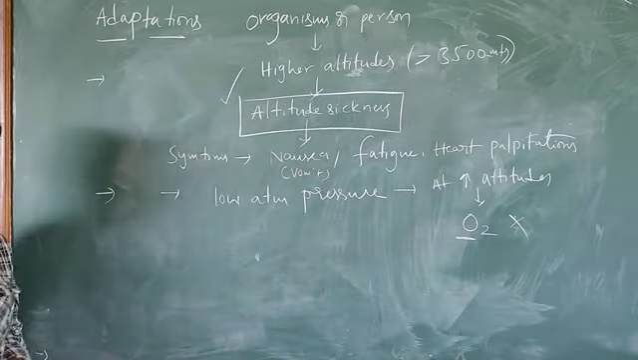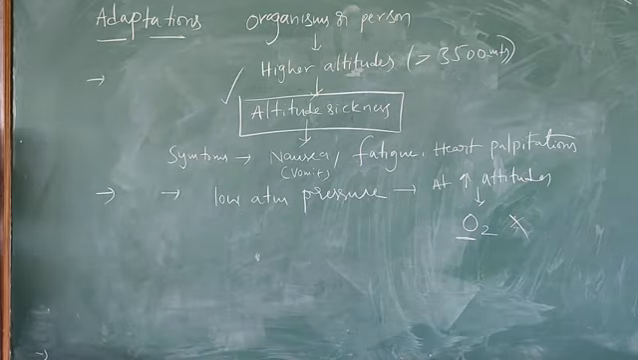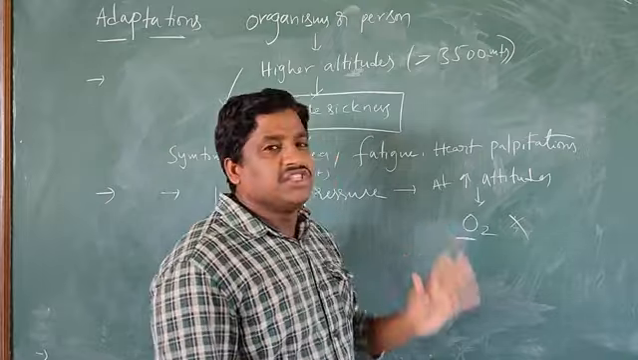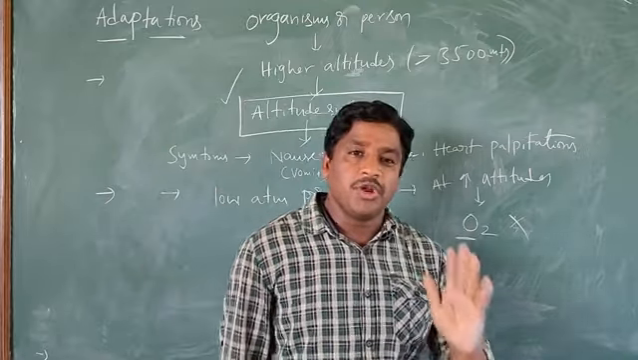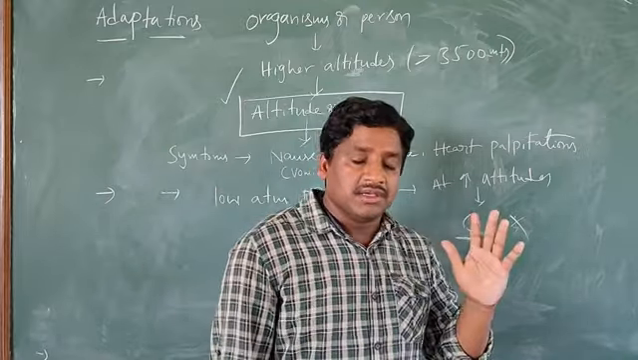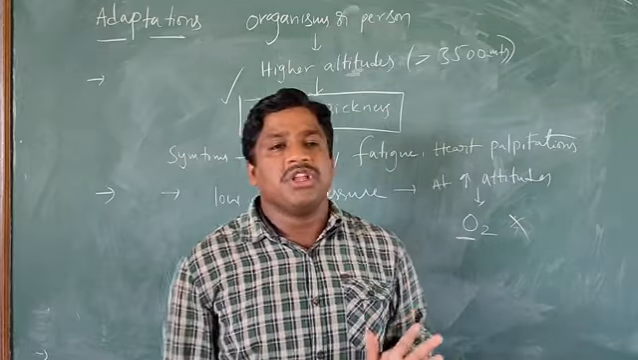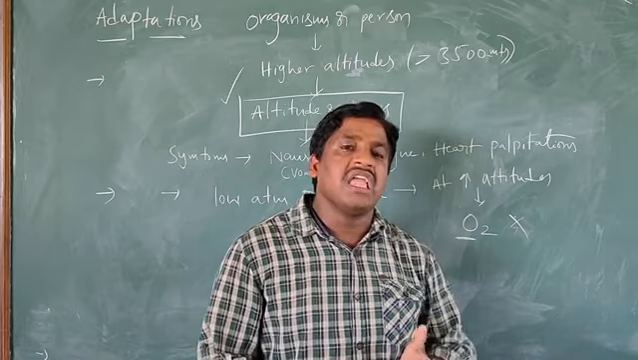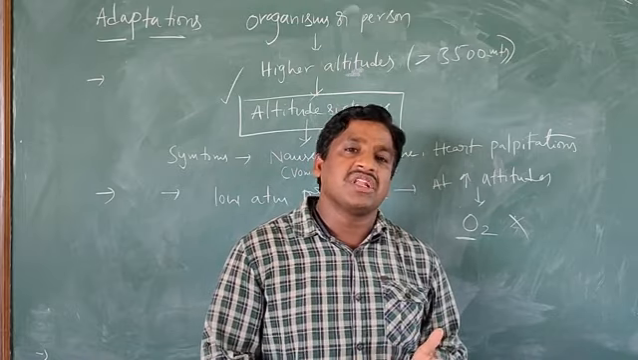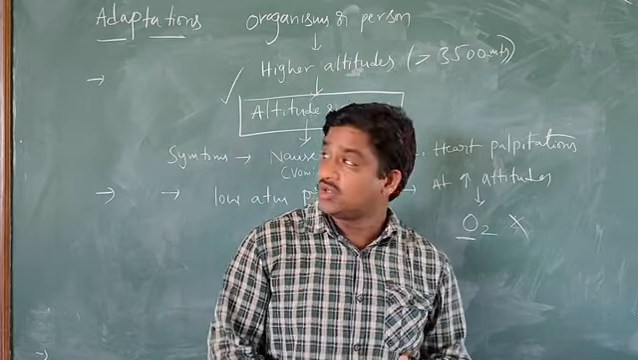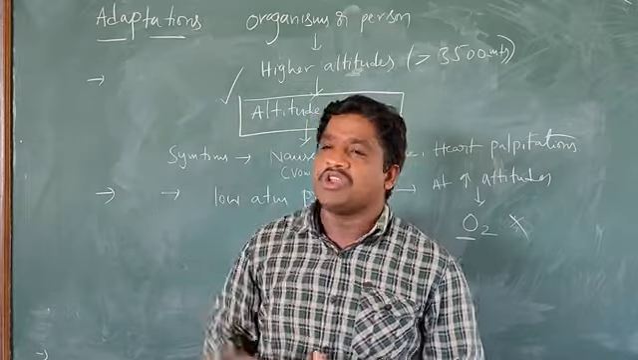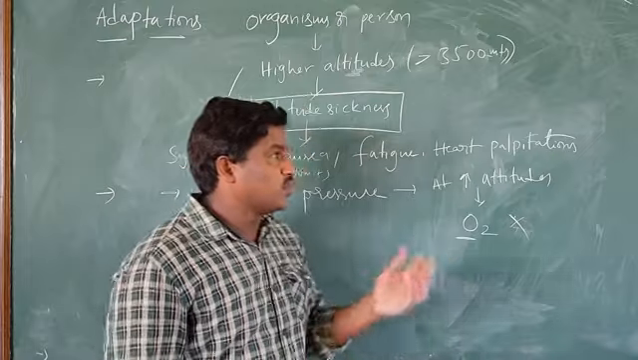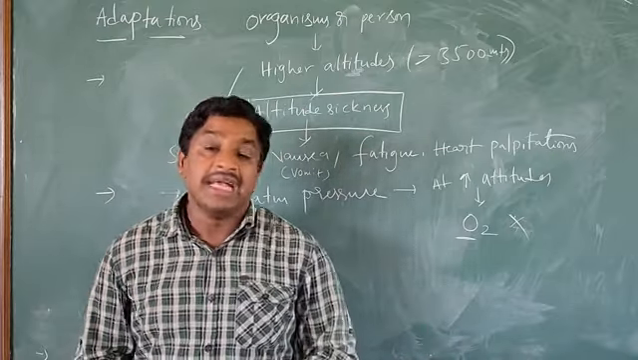Okay, so these are the population features. Sorry, in this chapter, organisms and populations, we have discussed organisms: the abiotic factors, the responses to abiotic factors, and the adaptations in different organisms, not populations. Okay, so next we are going to discuss the population attributes.